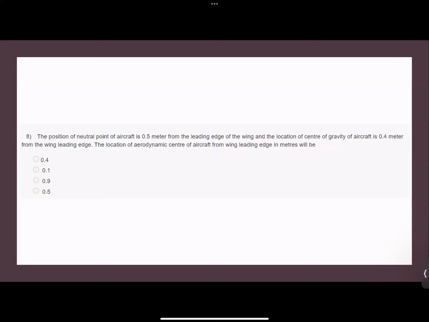So let's try drawing it. This is supposed to be the reference line. This is the wing. This is the middle point. So this is 0.4 meters. This is 0.5 meters. CG.